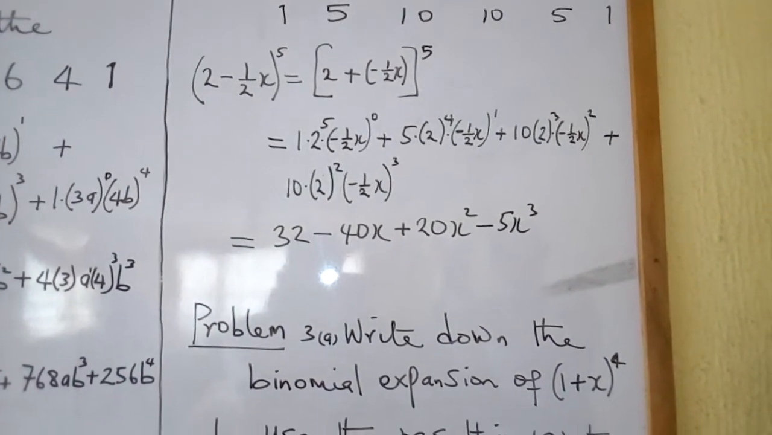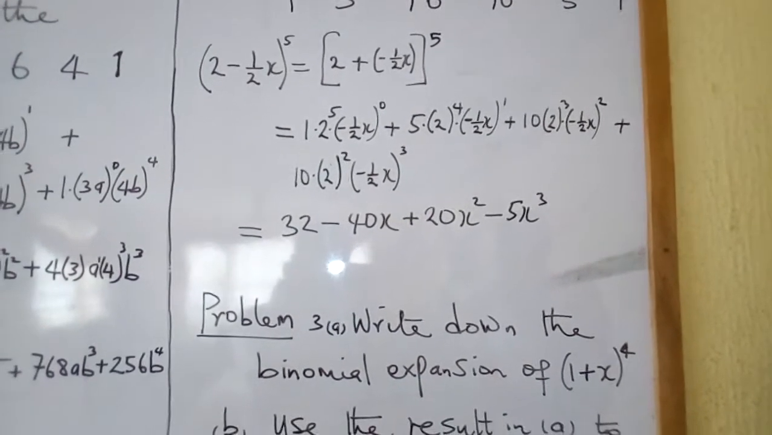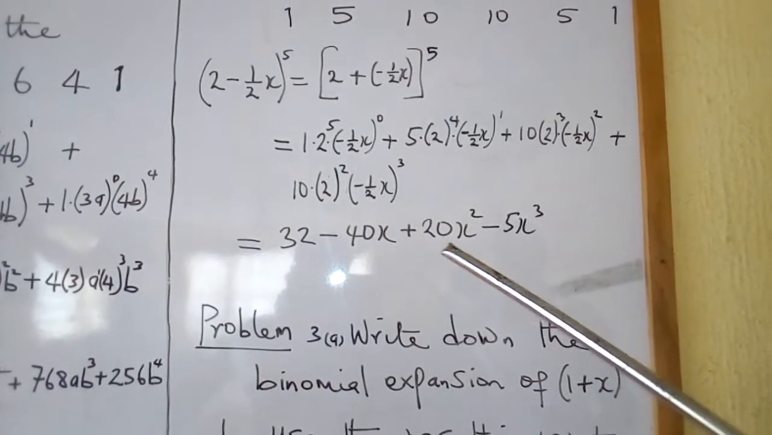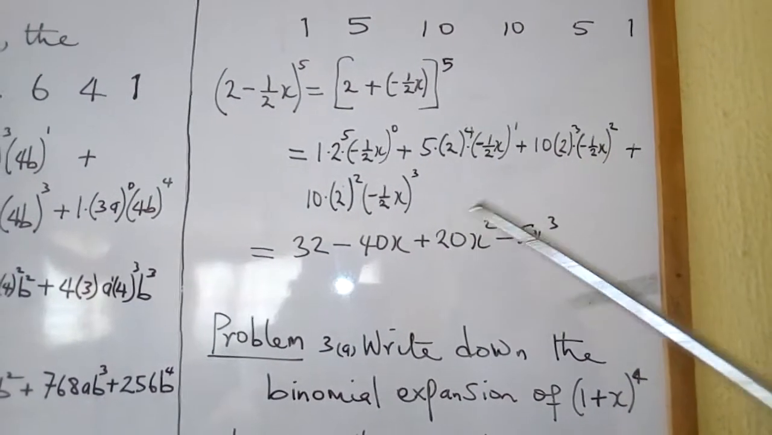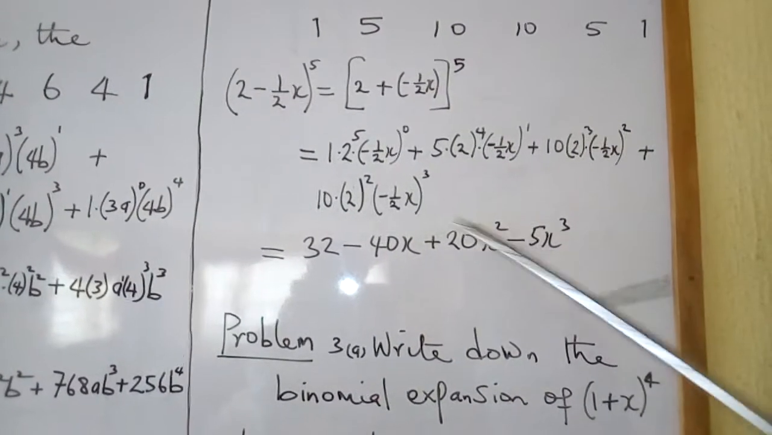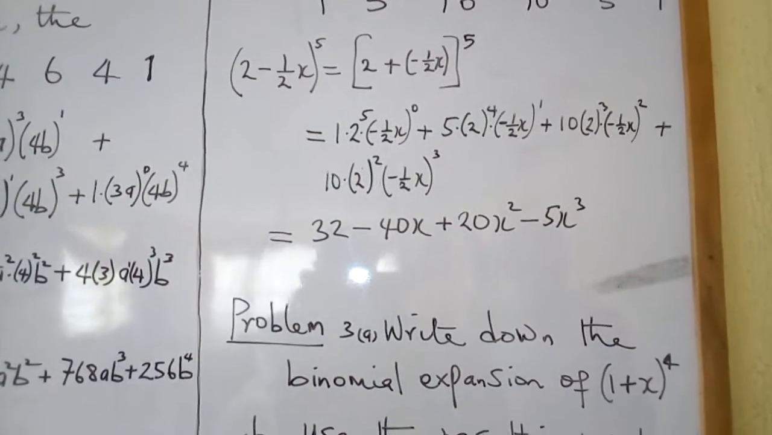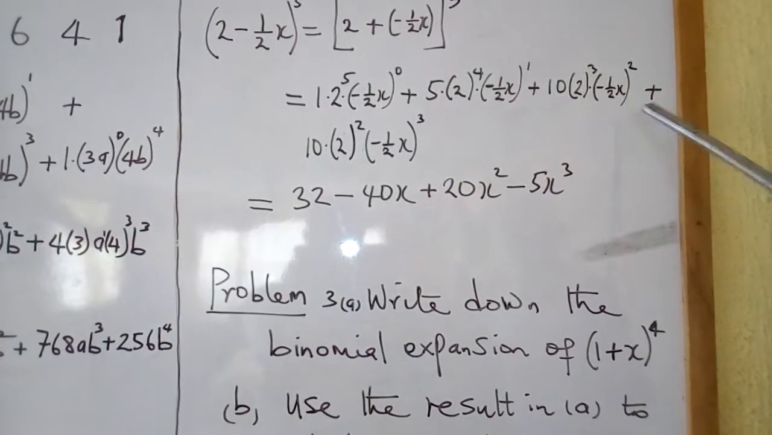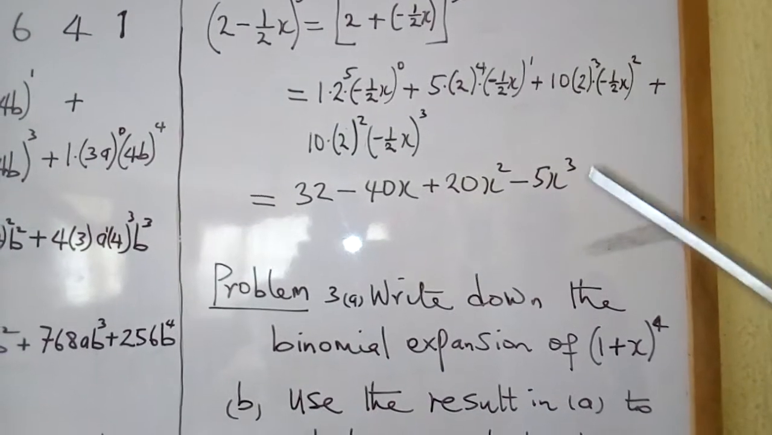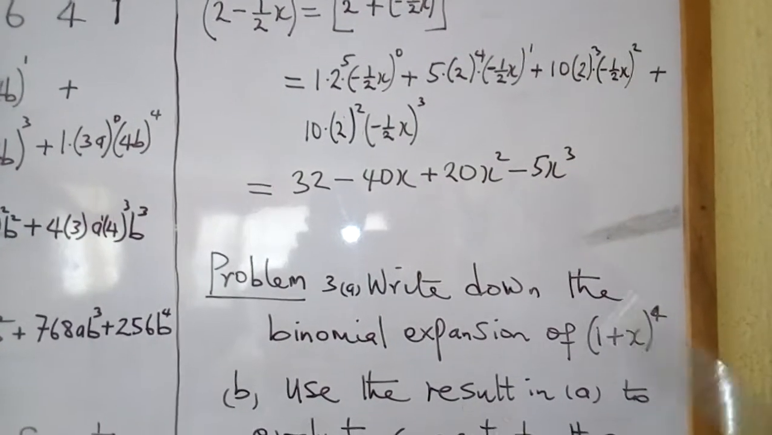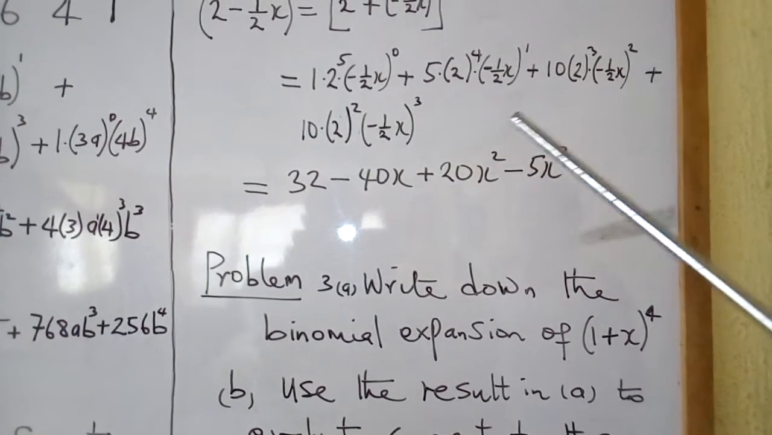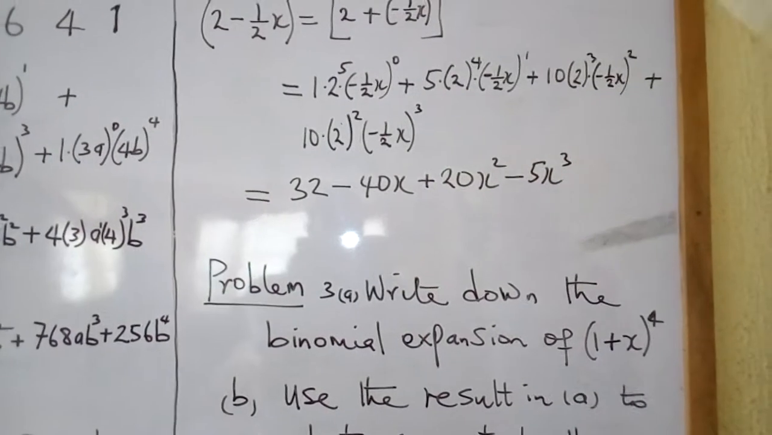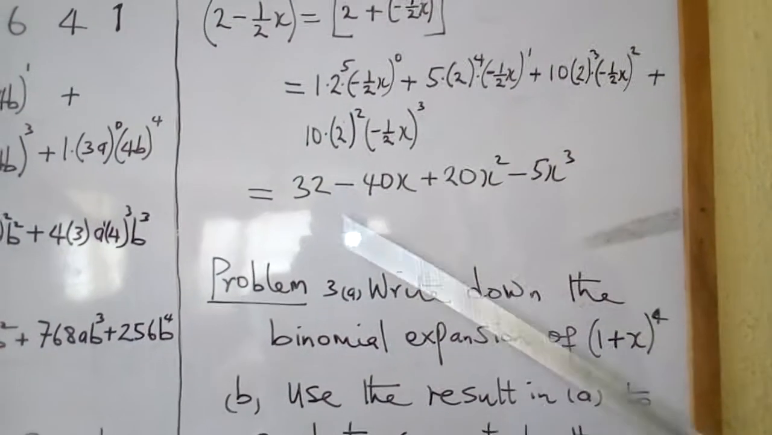Now the fourth term, the coefficient of the fourth term is also 10. The first term is now decreasing from the power 3 to the power 2. You now have 2 raised to power 2. And minus half x, which is the second term, is increasing from the power 2 to the power 3. So you now have minus half x to power 3. From the question, we are to take the first 4 terms. So this is the fourth term. We stop there. Now we expand completely.